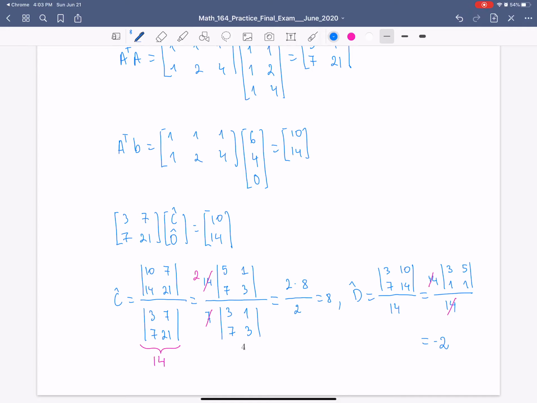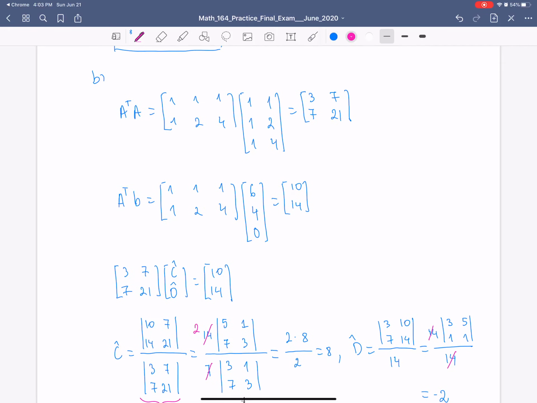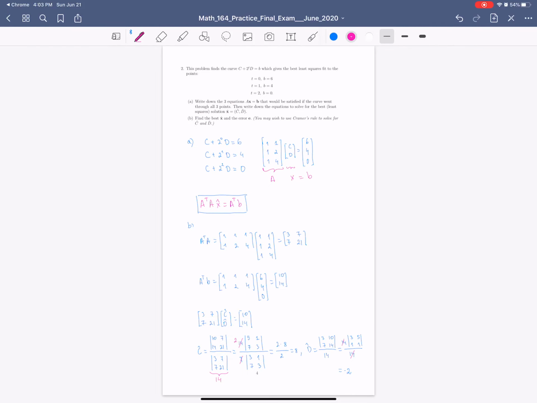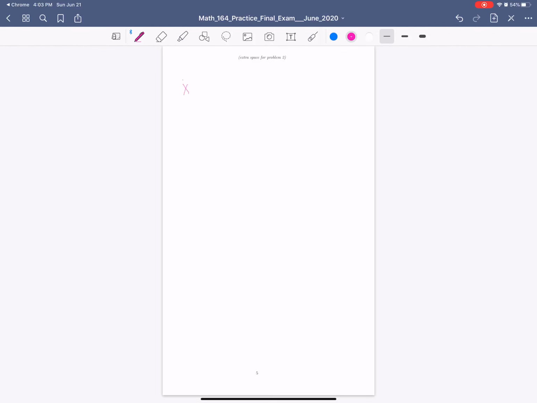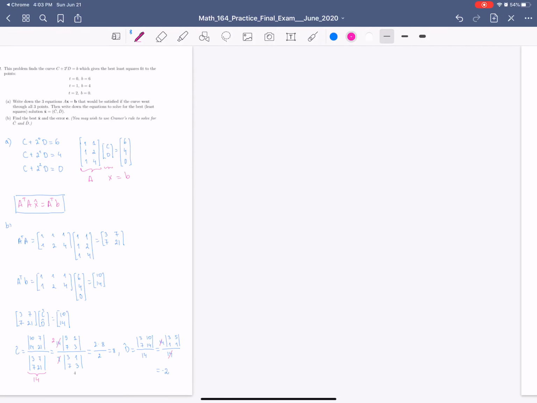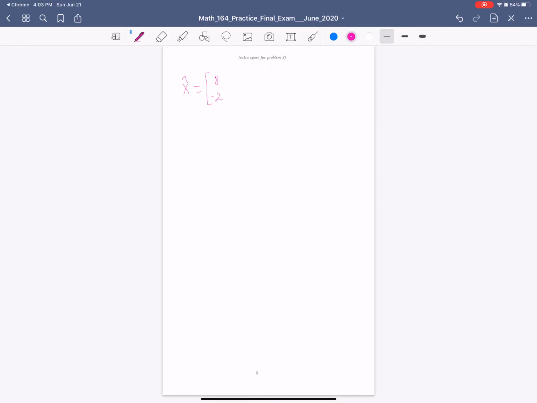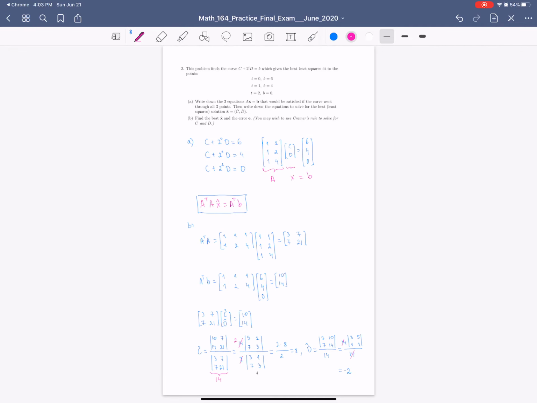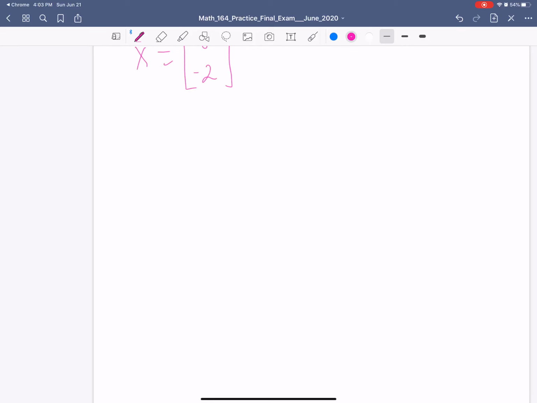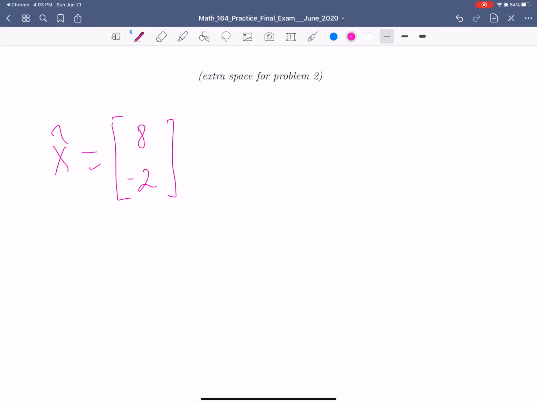Of course, you can use calculators if you like, that is fine. So this is x hat, and maybe I'll write it somewhere, maybe even on the next page. So x hat equals, I know this was a negative 2, the other one was how much? 8. So we found x hat. And now we have to find the error e.